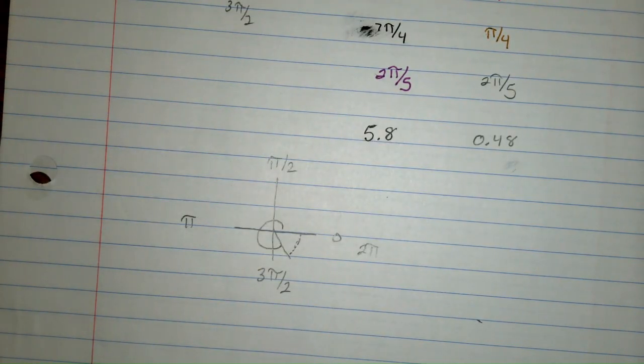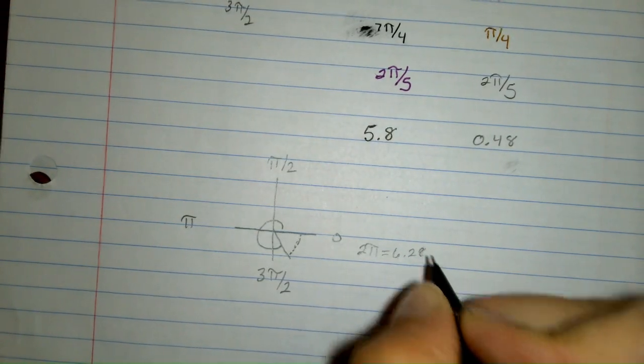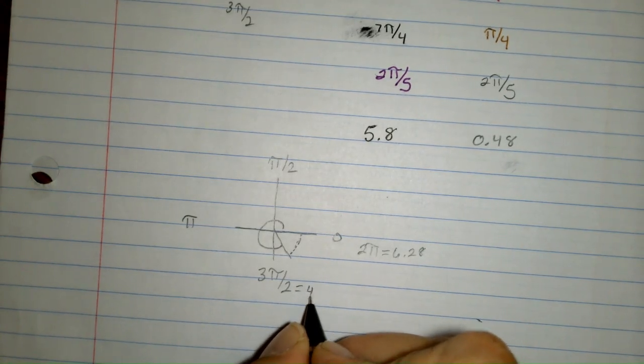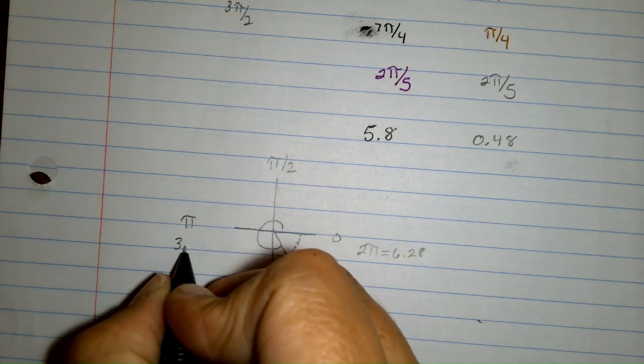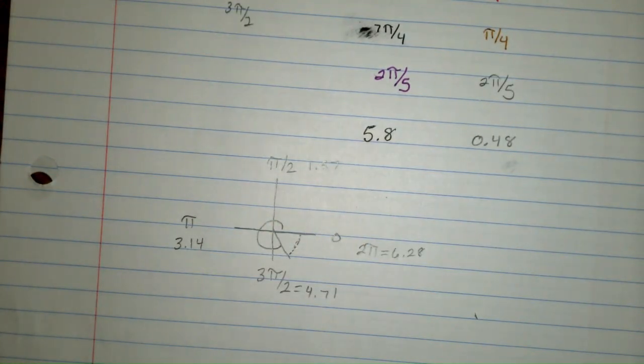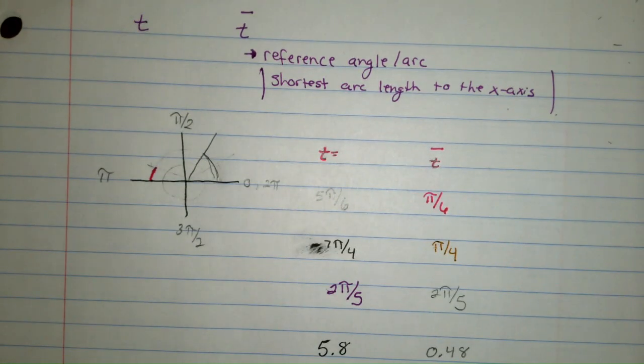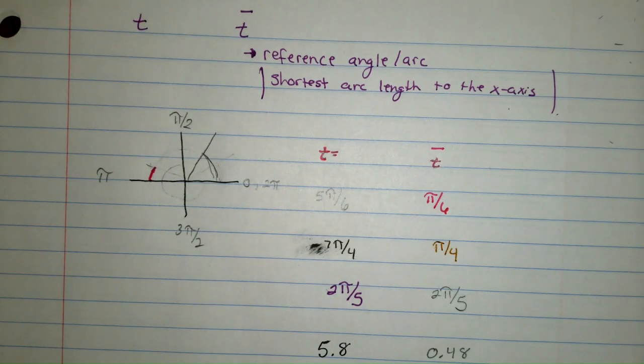So when they do things in decimal form, you're going to have to change your 2 pi to 6.28, your 3 pi over 2 to 4.71, your pi to 3.14, and your pi over 2 to 1.57. And we know those are approximations. But just keep that in mind, that that's what they're talking about. And they'll use the word for that as they'll say the reference angle, the reference arc. And it's really important that you understand that relationship so that you can do all the trig functions in geometry correctly.